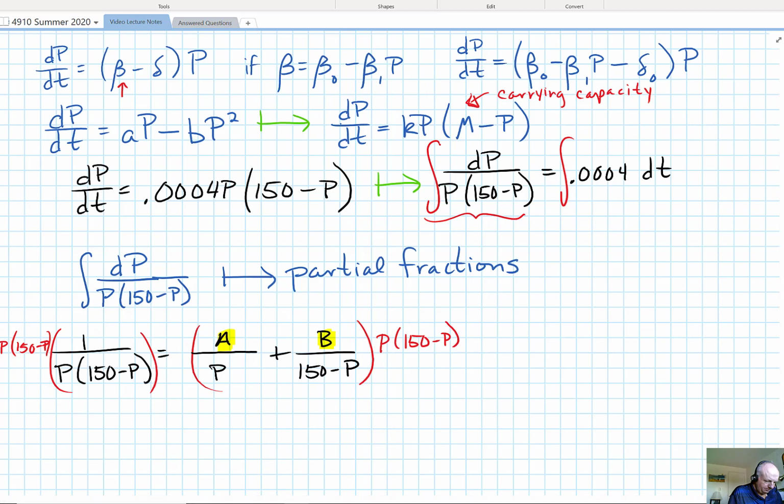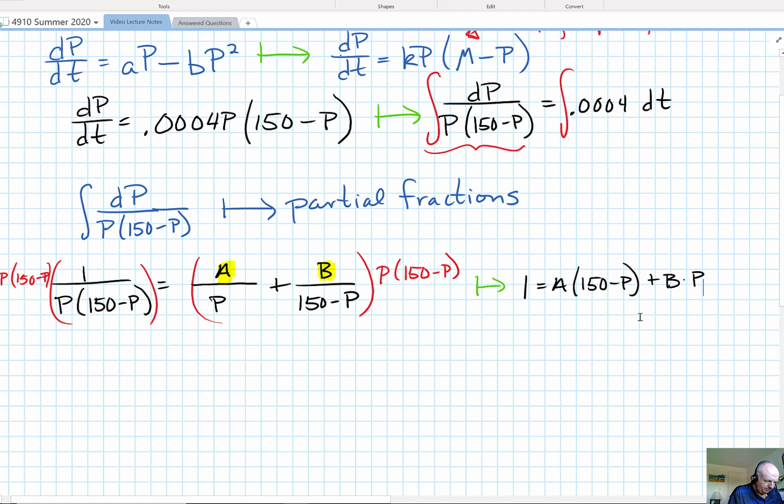And that, of course, leads to this simpler equation: 1 equals A times (150 minus P) plus B times P. Right, pretty simple. And now we can use this little equation to figure out what A and B are. Remember, that's our goal. We've got to figure out what A and B are.